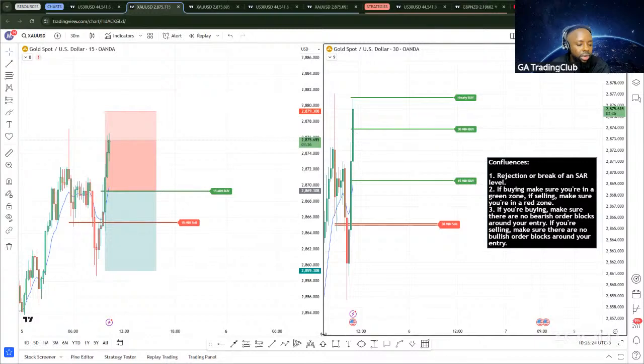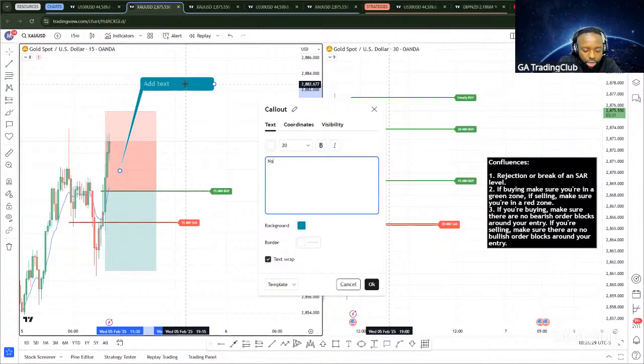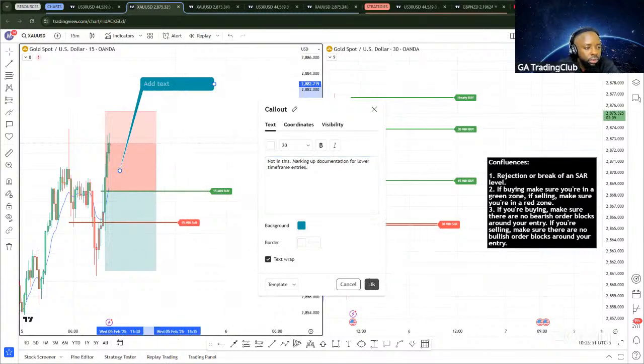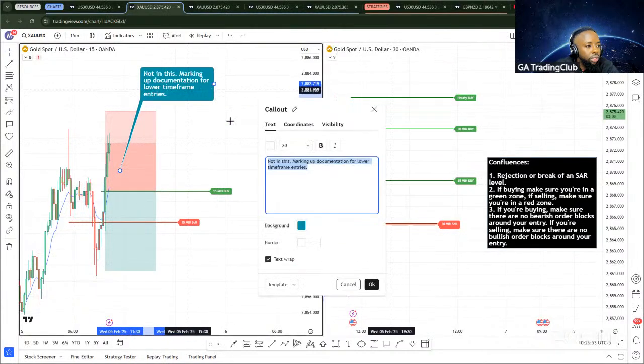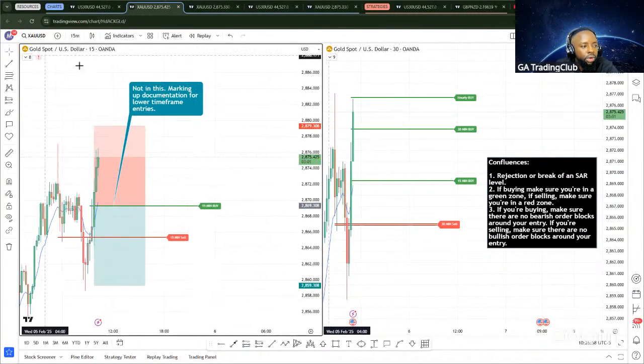So just a reminder, not in this one. Let me put this, not in this trade. So this is just a markup for documentation.